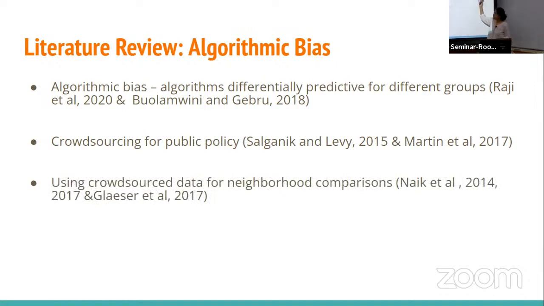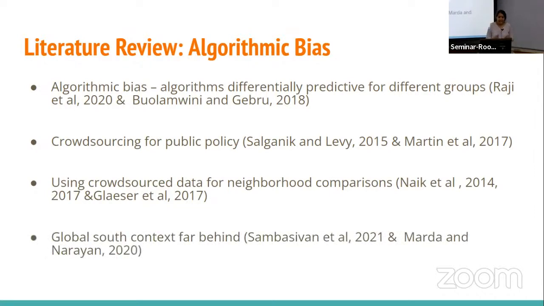This and the set of papers I talked about have actually been done by economists and computer scientists. They're using crowdsourced data for neighborhood comparison. And it's really important to mention here that while there is now a burgeoning literature on the effects of machine learning and AI systems in society, almost the entire literature is focused on the United States, with a little bit in Europe, almost no literature in India and other developing countries.